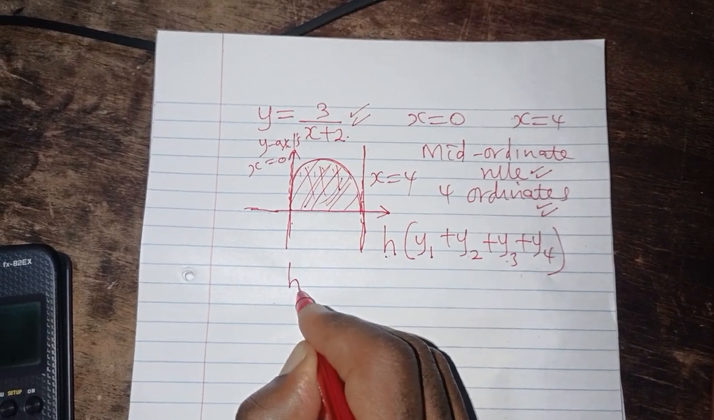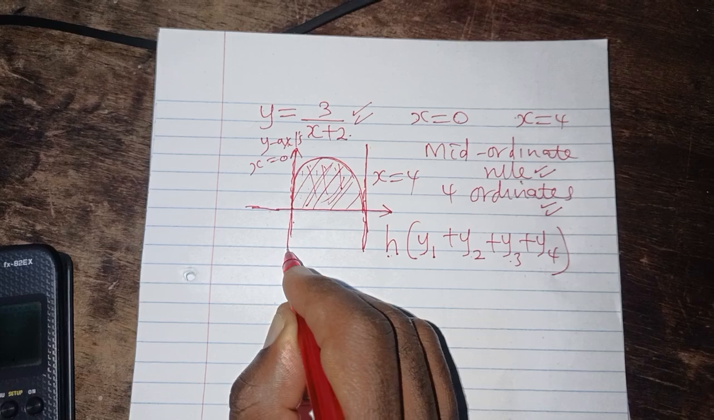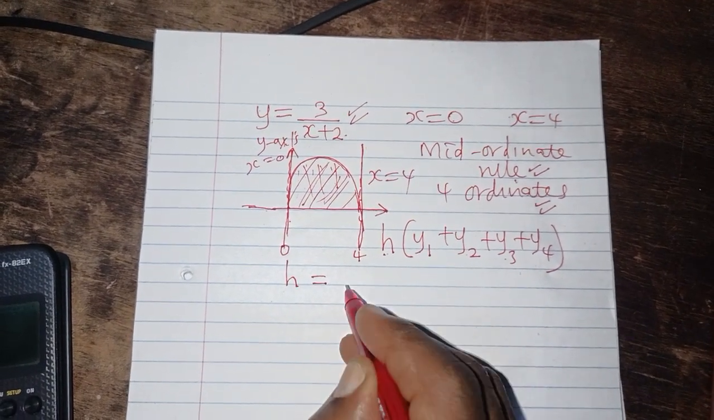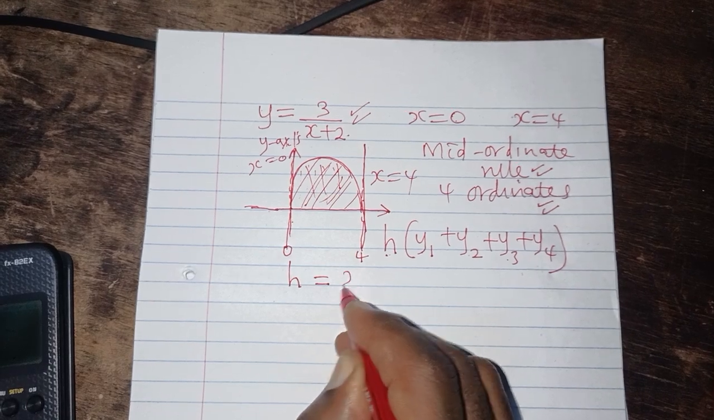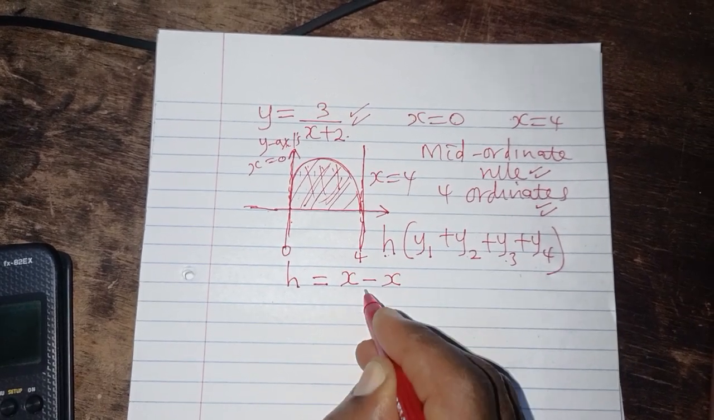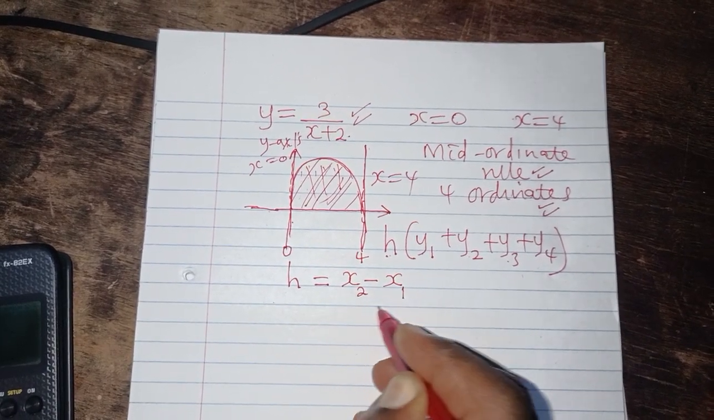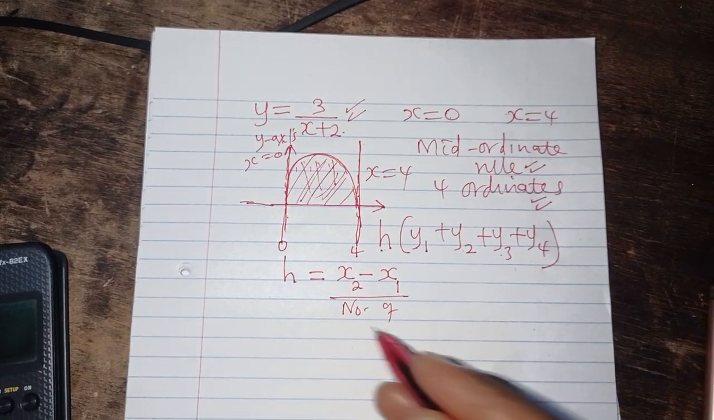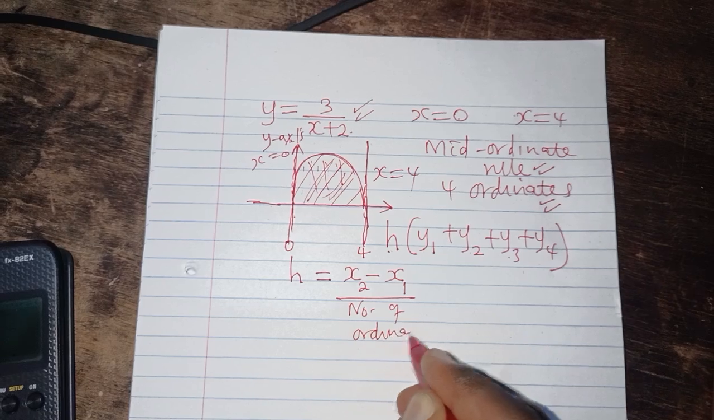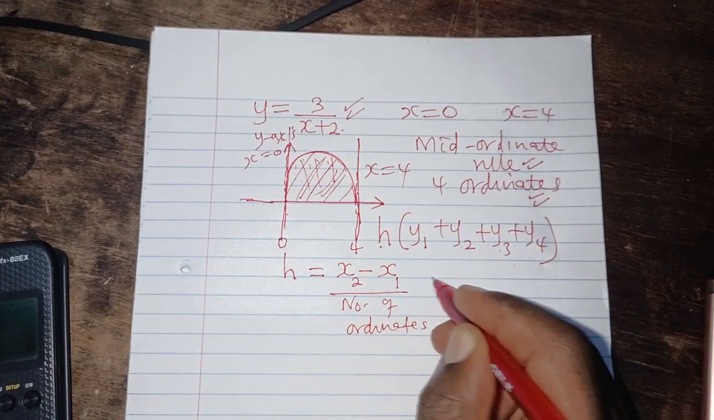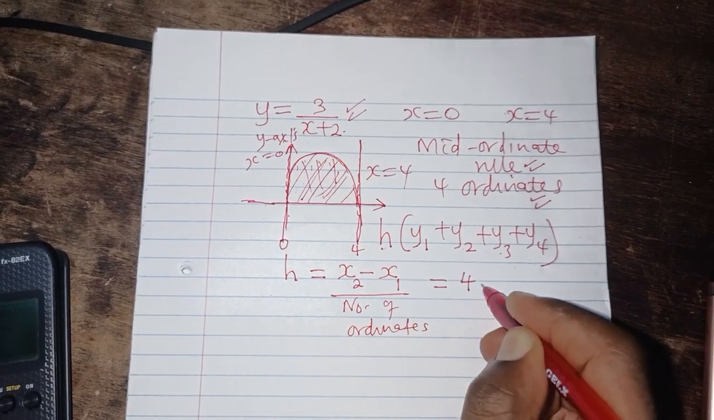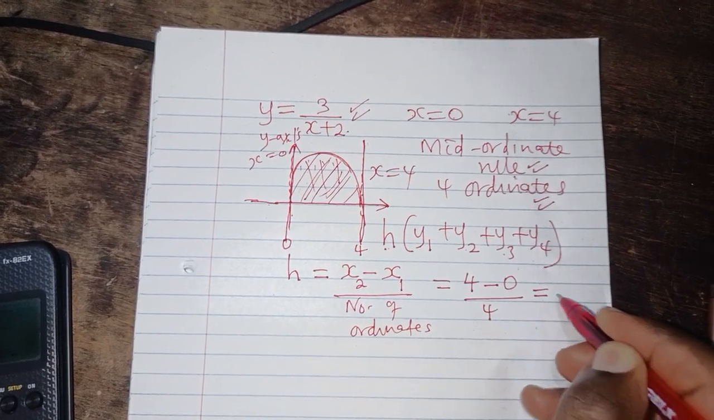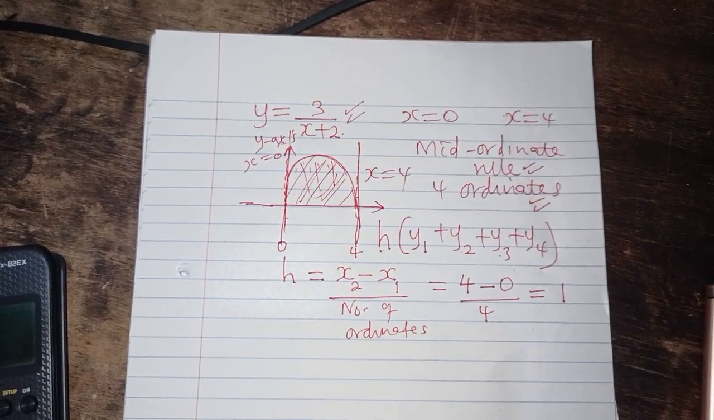We always say h should be equal to, so here the value of x is 0 and the value of x is 4. So h equals the second value of x less the first value of x, that is x2 minus x1, then you divide by the number of ordinates, or the number of strips for that matter. So I'll say 4 less 0 divided by 4, and this exactly gives us 1. So our h is 1.